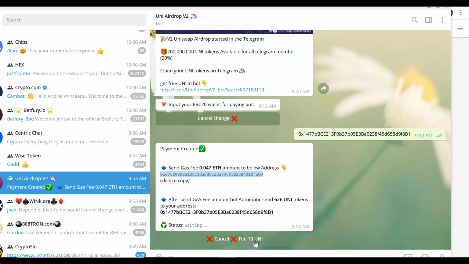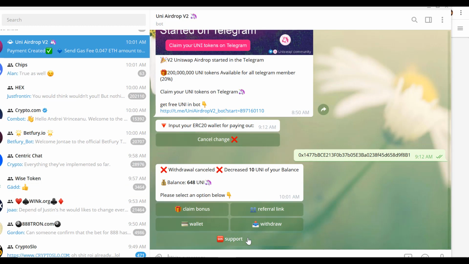Cancel fee, 10 UNI. Holy crap. I'm going to lose roughly $25 or $30 if I cancel this fee. The fee to cancel is almost as much as the gas. So if you don't realize the jig here, if you don't realize what they're doing, you can feel like, if I cancel, I'm losing. If I send it, I'm losing. Maybe I'll just go ahead and send it. But the reality is you can go ahead and cancel it because you're not losing anything. If you can't withdraw, there's no way to withdraw these. They're not going to be real.